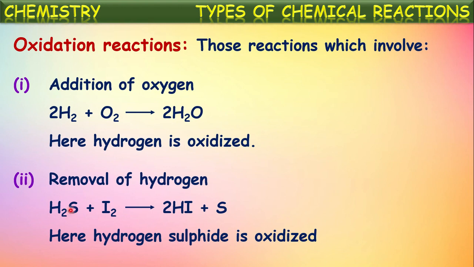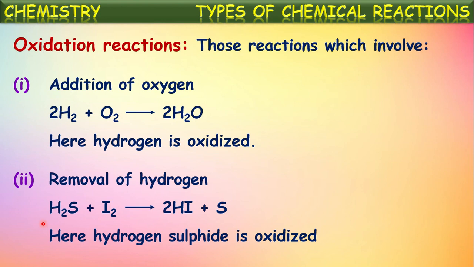So the removal of hydrogens is called oxidation. Either addition of oxygen or removal of hydrogen is called oxidation. So we can say here hydrogen sulfide is oxidized because hydrogen atoms are removed from the molecules of hydrogen sulfide. Finally, sulfur is left behind, isn't it? So this is called oxidation. Okay, of course there are some other definitions also. Basic definitions are these two. Either addition of oxygen or removal of hydrogen can be termed as oxidation.